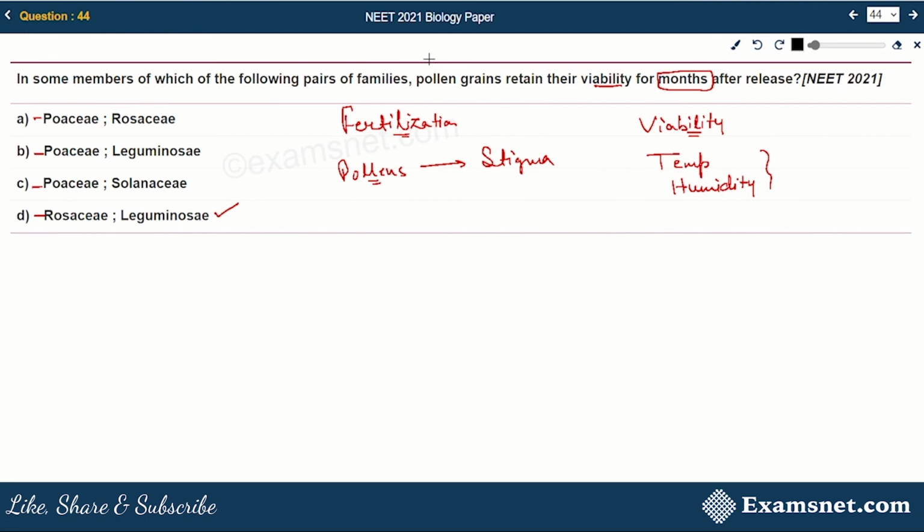For example, in some families like Rosaceae, Leguminosae and Solanaceae, the pollen grains remain viable for about a month, as asked in the question. But in families like Poaceae, they do not remain viable for a long time. In fact, they remain viable only for a few minutes, so they lose their viability within 30 minutes. So all the options containing Poaceae cannot be the correct option. Only the correct option will be option D. I hope you understood this.